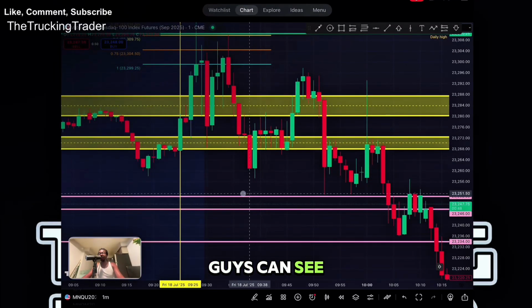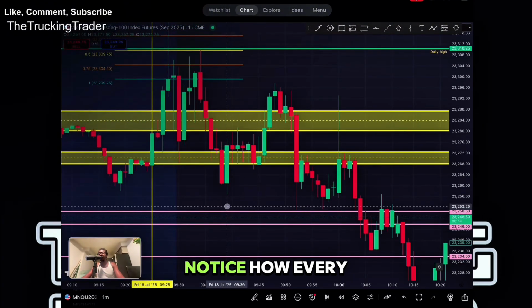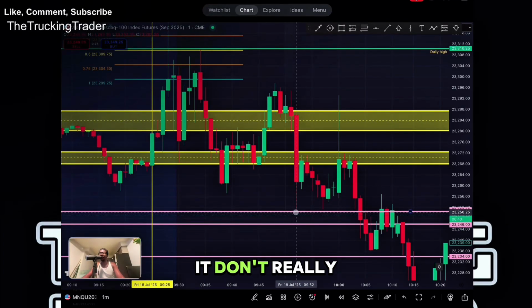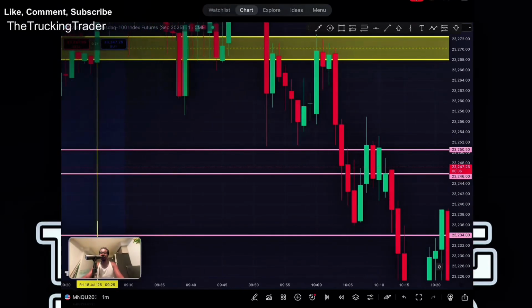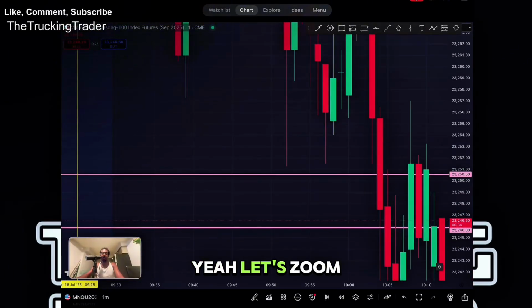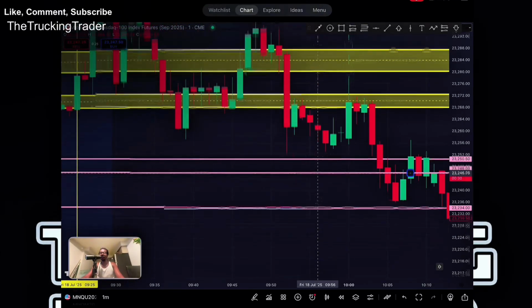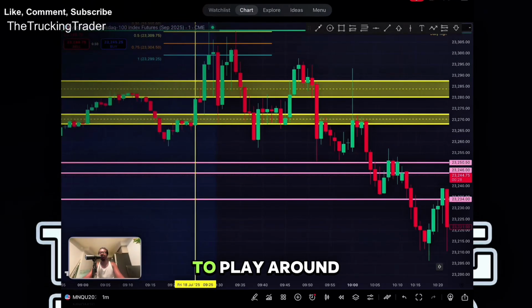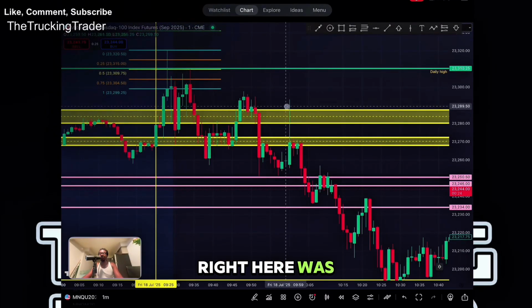Because as you guys can see, these liquidity zones that I had marked out on a chart, notice how every time the price gets close to this liquidity area, it doesn't really touch it, right? Let's zoom into that. Notice how it's not really touching it. So it's playing around. You know where it wants to go, but it wants to play around and freak people out. Even this wick right here was made to freak people out, right?